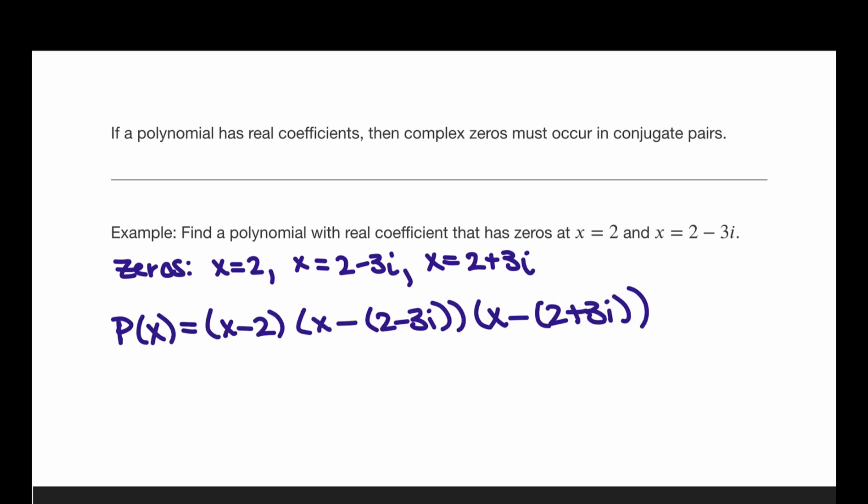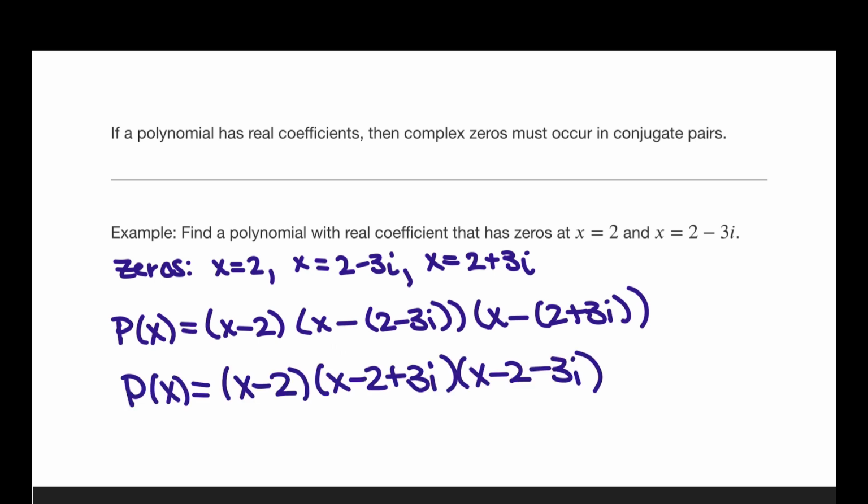So my polynomial has to be of the form x minus each of the zeros. So x minus 2, x minus the quantity 2 minus 3i, x minus the quantity 2 plus 3i. Or if I distribute those negatives, x minus 2 plus 3i, x minus 2 minus 3i. Now we can multiply this out and verify this is a polynomial where all the coefficients are real. When we multiply this out, the i should disappear.